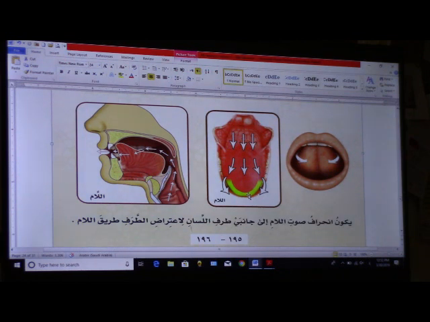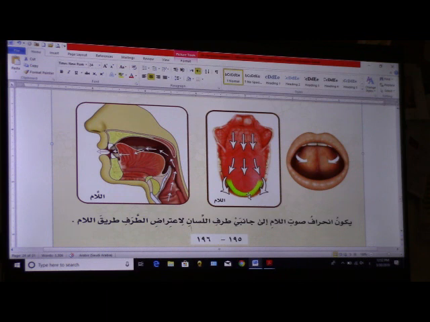First question: why is the sound of the lam turning or deviating? Look at the picture and see. In the definition, what did we say? Because the tongue is blocking it from flowing.